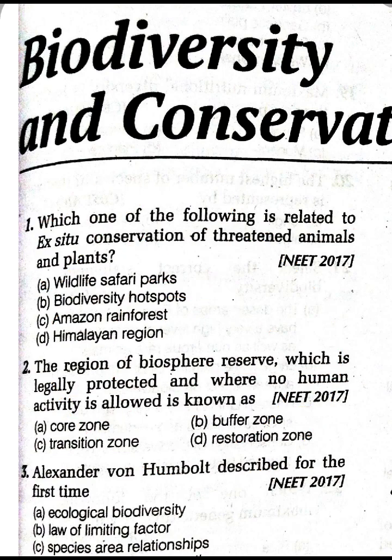Next is, Alexander von Humboldt described for the first time the species area relationship. Option number C. He was a great German naturalist and geographer. So he observed that within a region, species richness increases with increasing explored area, but up to a certain limit.